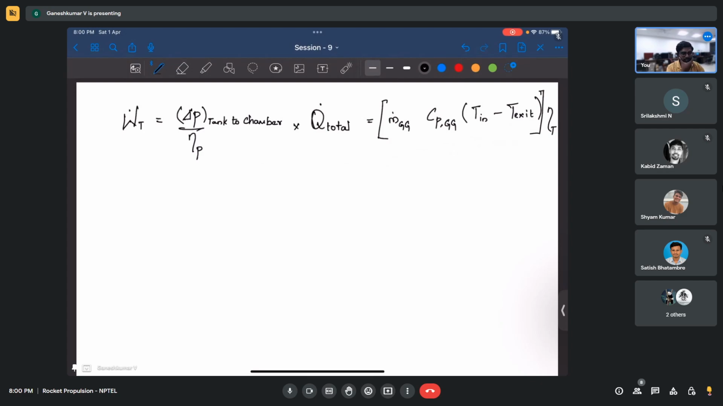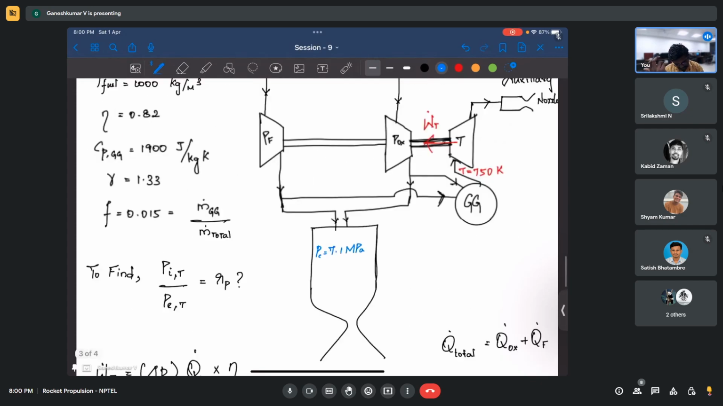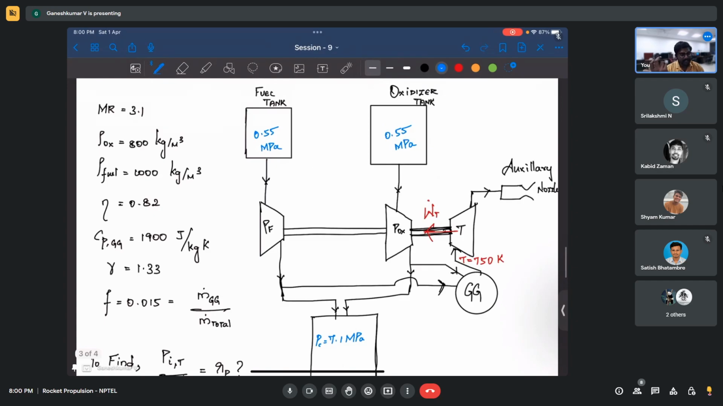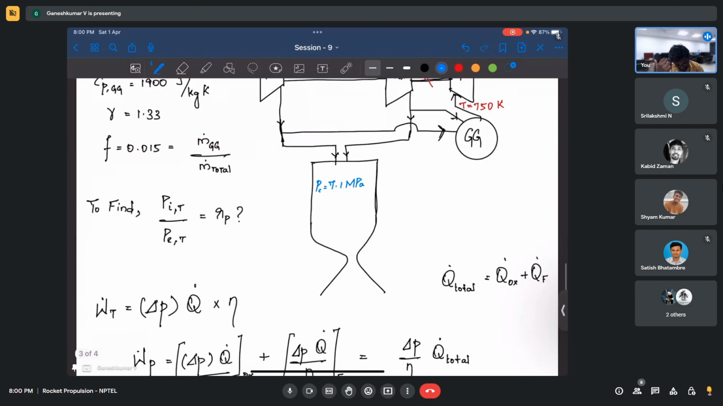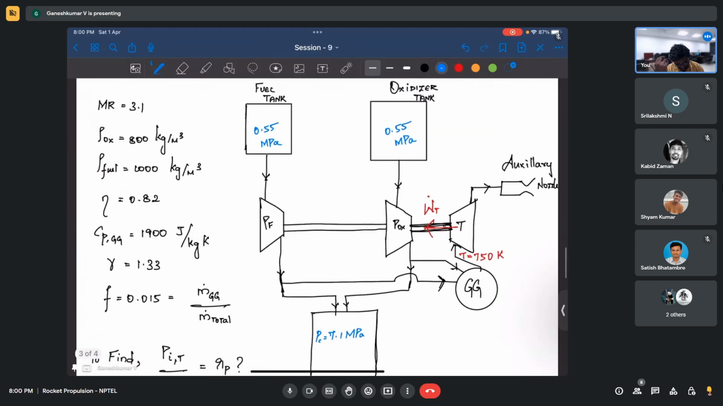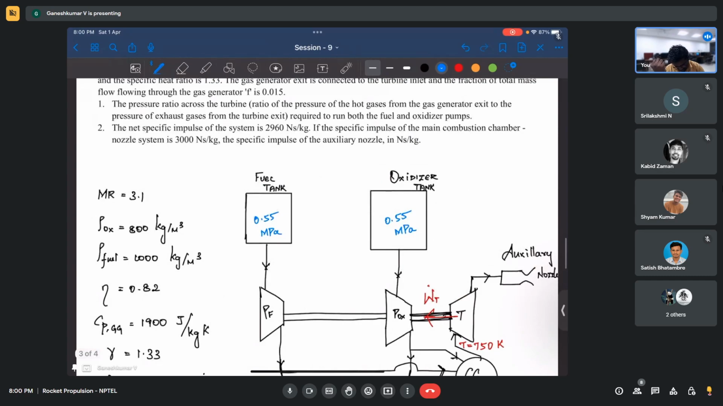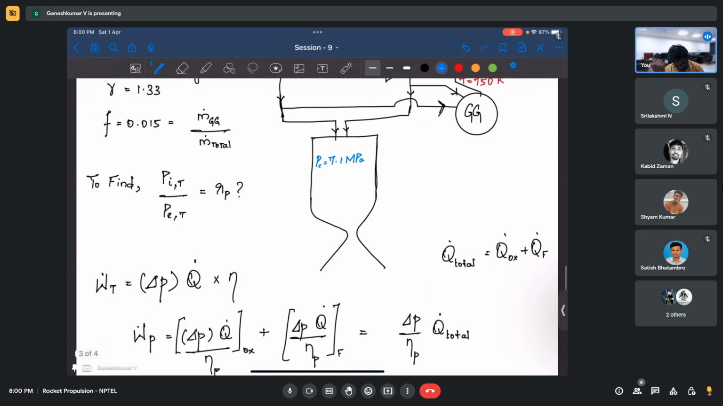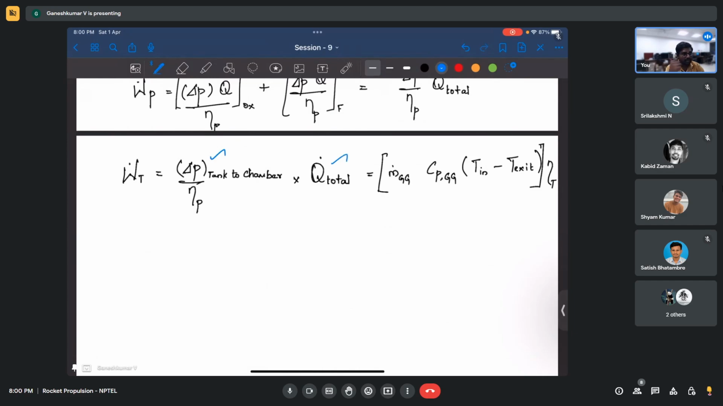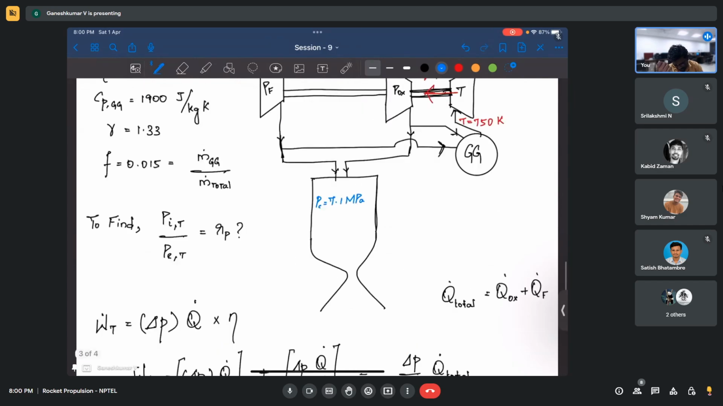Now how do we find what to find here? So let's see what all we know. We know delta p, right? Because the chamber pressure is given, the fuel tank pressure is also given. You know the delta P across the oxidizer, I mean across the pumps, right? And the mixture ratio is given, right? So you can find the Q total. The mass flow rate of the gas generator is actually given as F, which is m dot by m total.